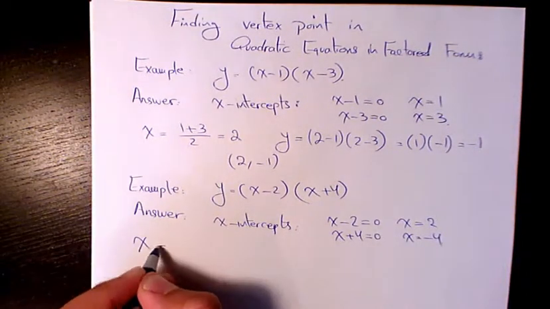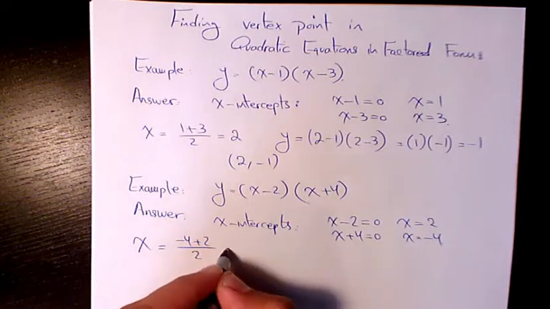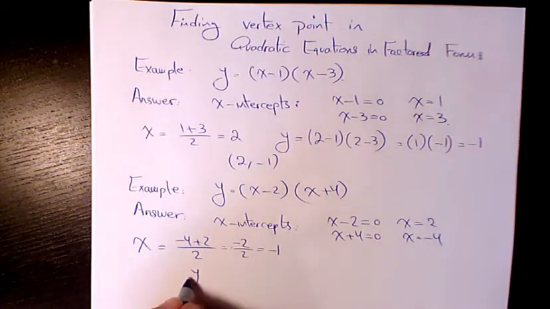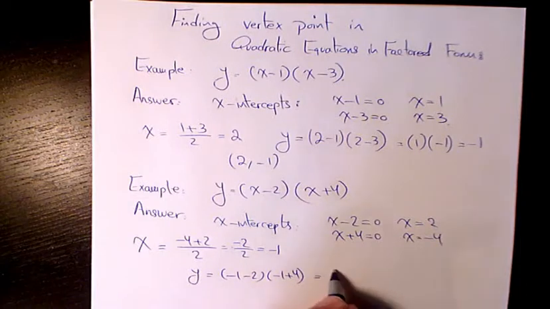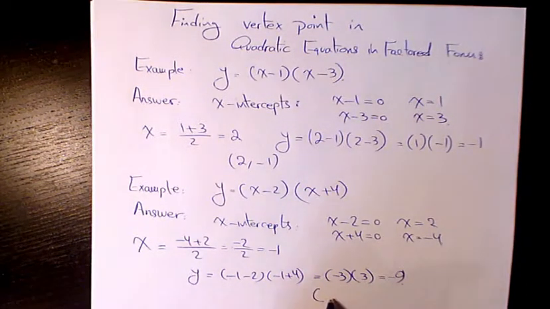So the average for the vertex is negative 4 plus 2 divided by 2, which is negative 2 divided by 2, going to be negative 1. How to find y? We just sub this negative 1 there. It's going to be negative 3 times positive 3, which is negative 9. So the vertex point is going to be negative 1 and negative 9.